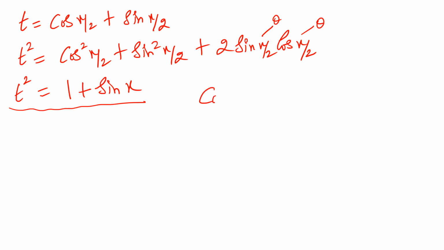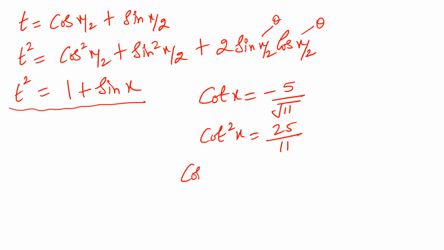Now students, we are given the value of cot x as minus 5 upon square root of 11. So now just square both sides. You will be getting cot square x as 25 upon 11. So I can write cosecant square x equal to 1 plus cot square x further equal to 1 plus 25 upon 11 or 36 upon 11.